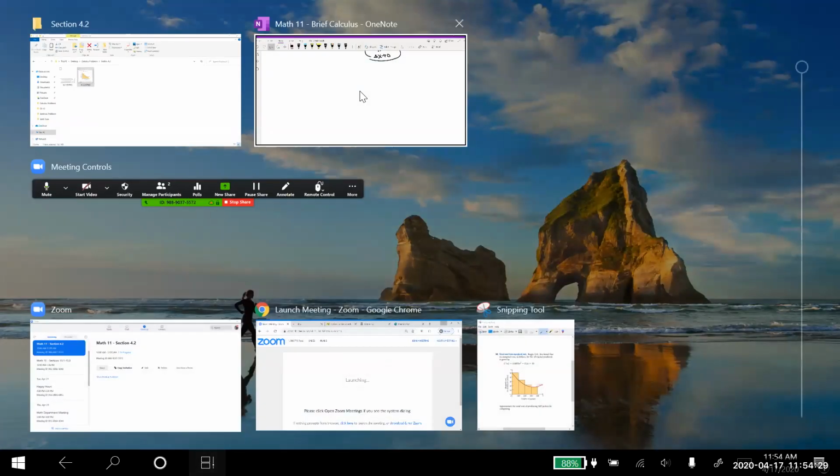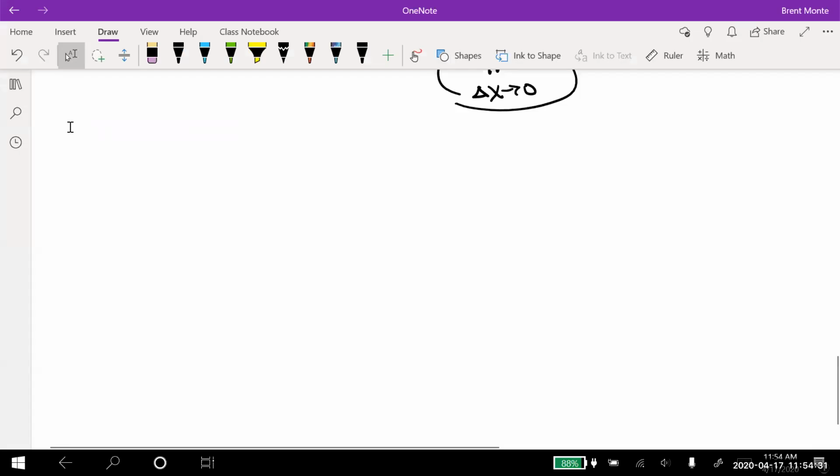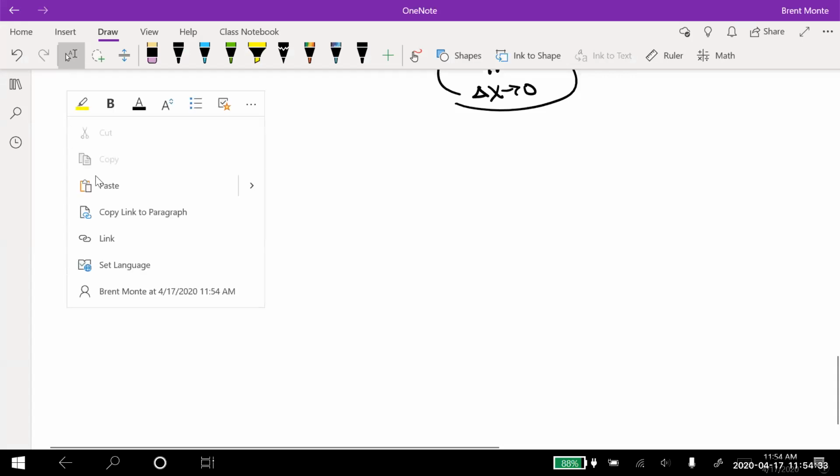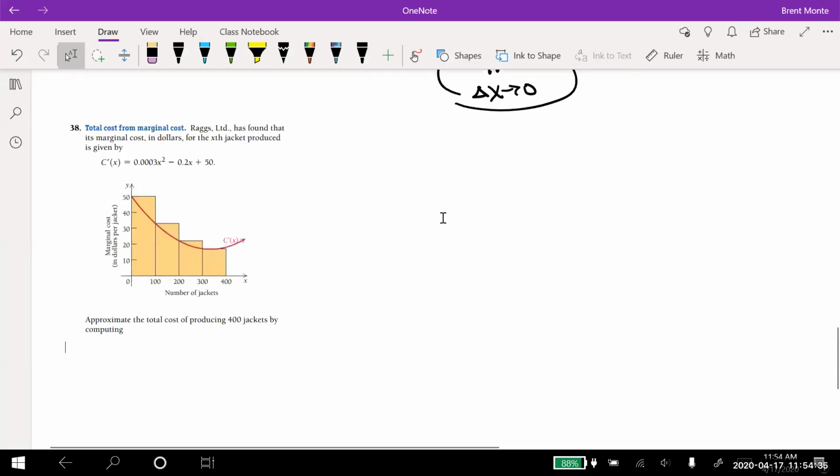and paste it back in right about there. Okay, so now we've got another problem to look at. They actually gave us the picture here, so we can build from there.